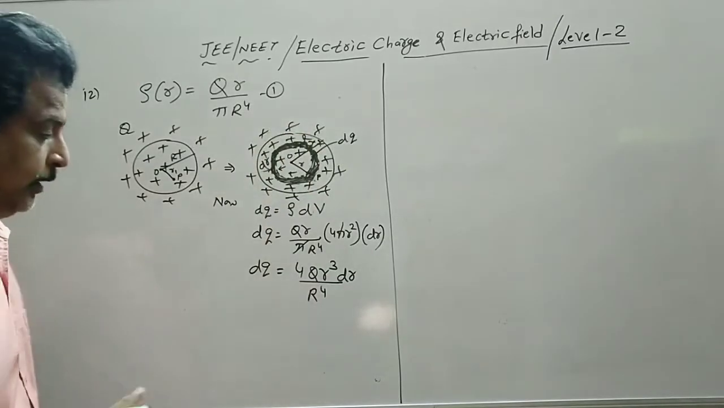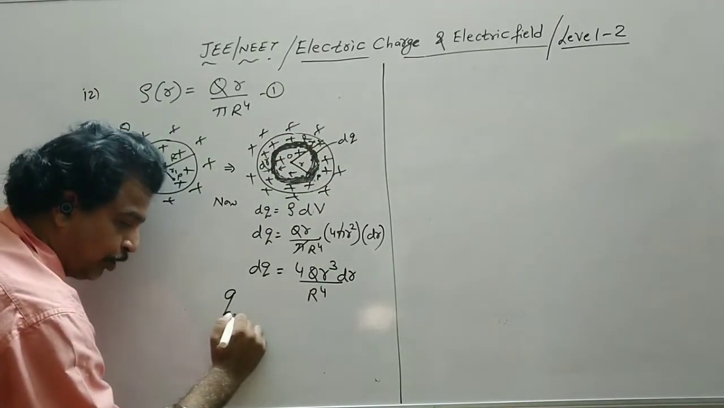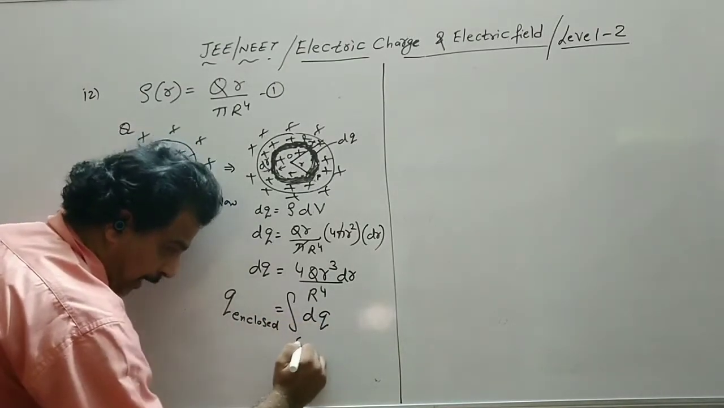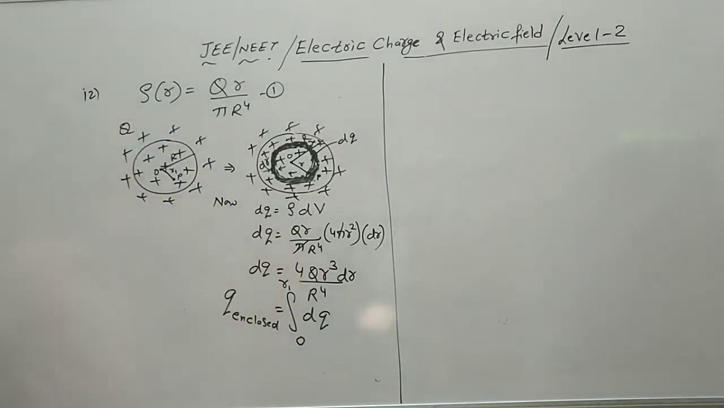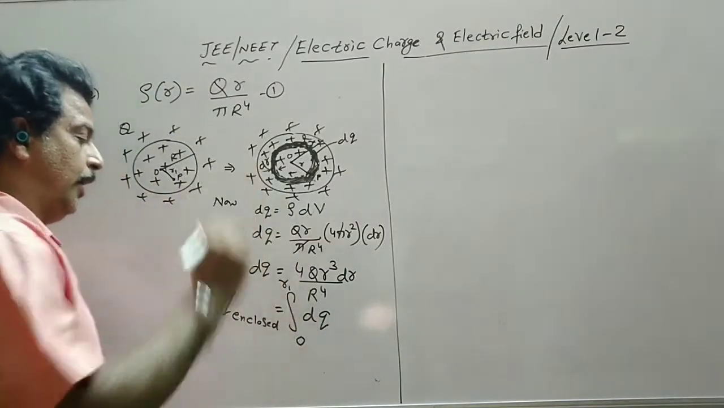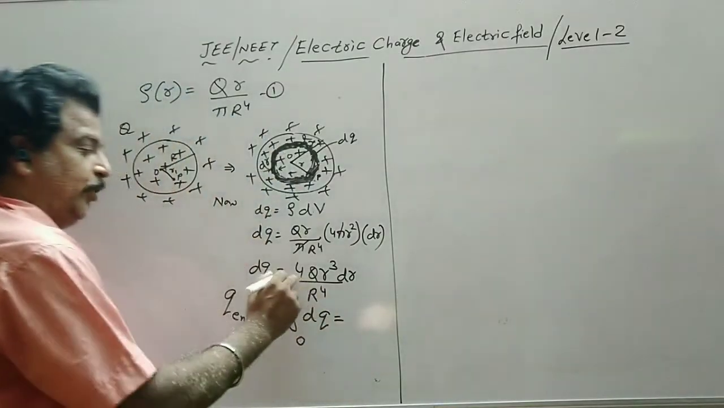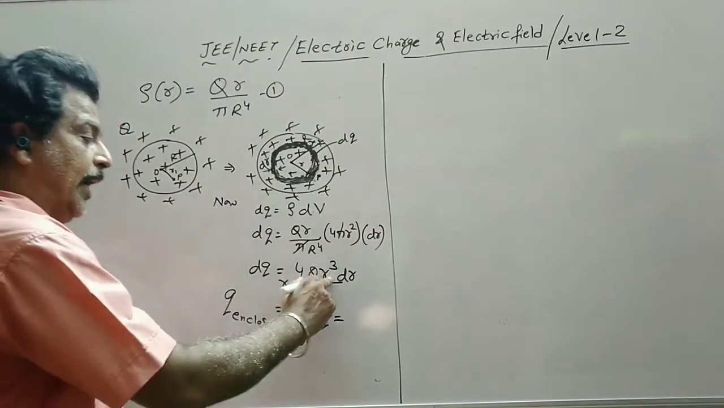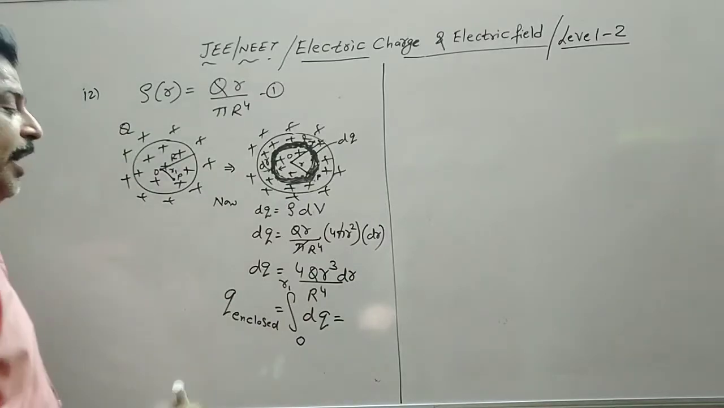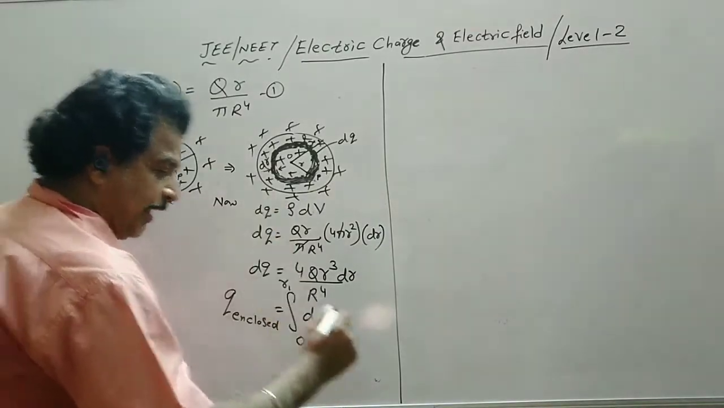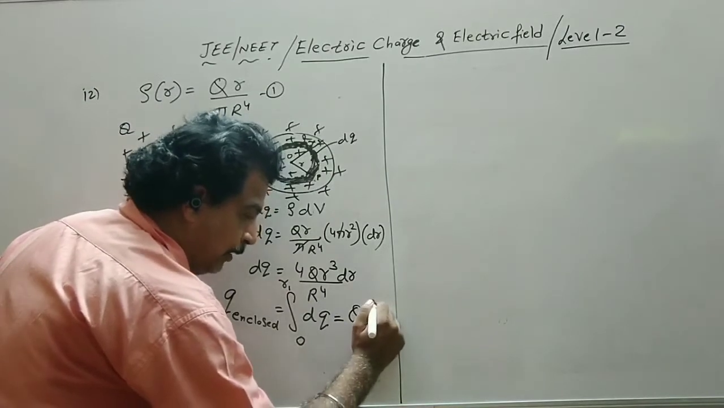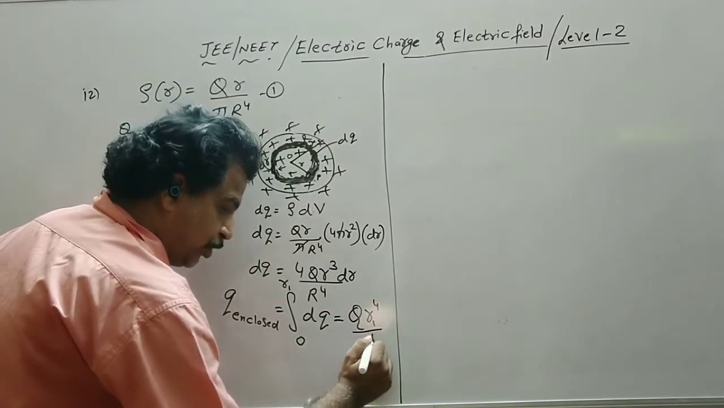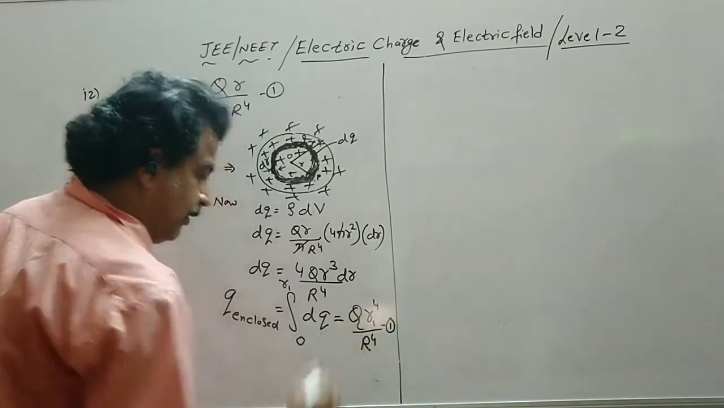of R1. So Q inside or Q enclosed is equal to integration of dq, and the point distance is given as R1. So I take a limit 0 to R1. So this is equal to, I do the integration of this equation, clearly 4q r raised to 4 is constant, r cube dr, so integration becomes r raised to 4 by 4, that 4 is cancelled, so I am left with q r raised to 4, that is, limit is R1 upon R raised to 4 only. This is my equation number 1.